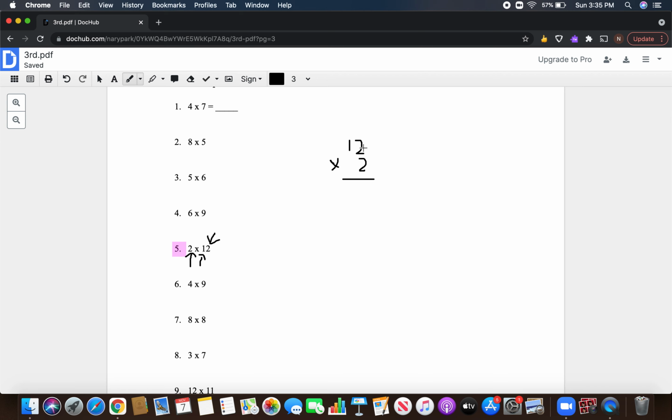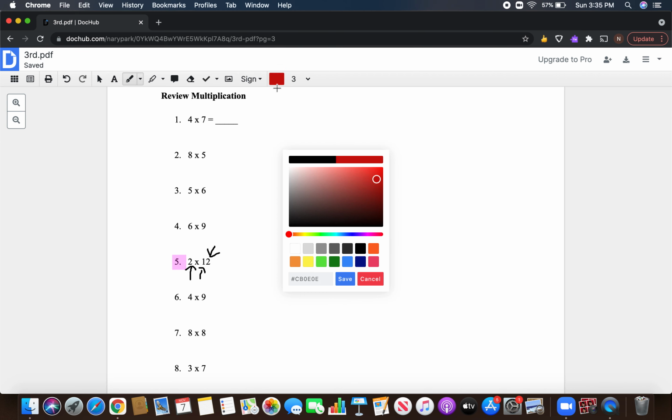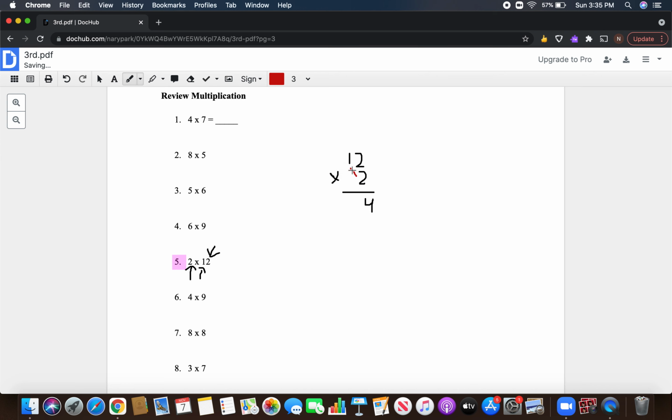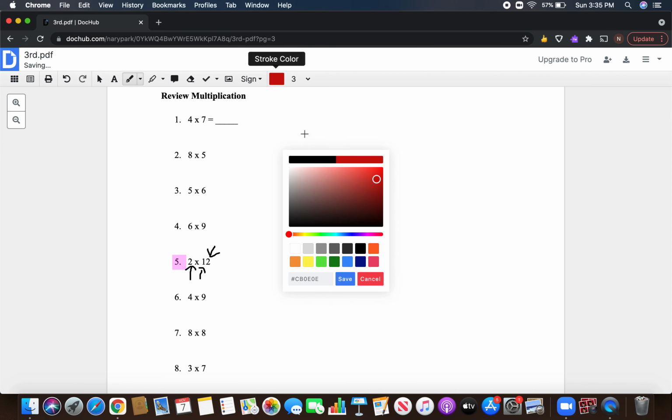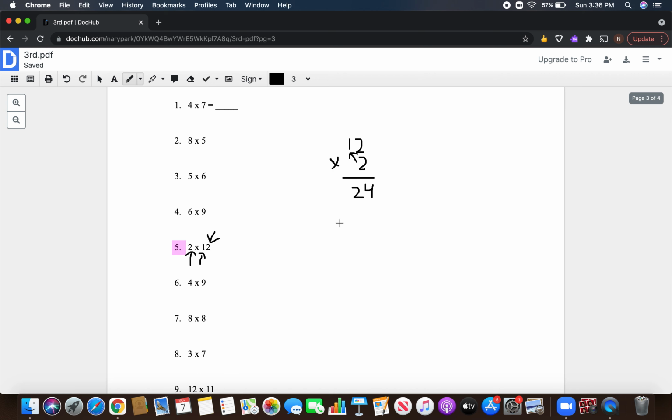Whenever we do multiplication, we treat it like how we do addition and subtraction. So we do the right first. 2 times 2 is 4, and then we go diagonal. Let me change the color so we can see clearly. Okay. And then we go diagonally. So if we do 2 times 1, we get 2. And we forget about this 2 here because we already multiplied it, correct? So now the answer is just 24.